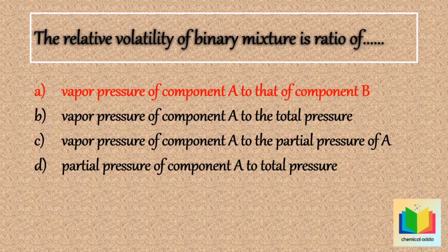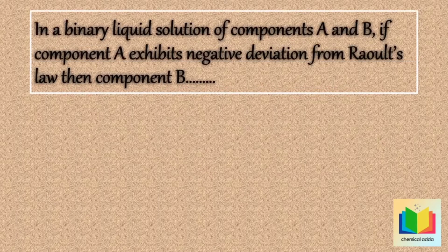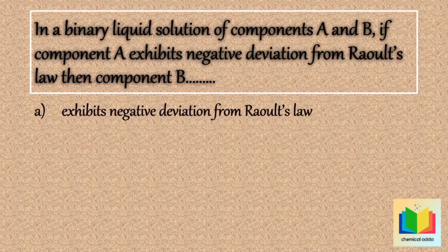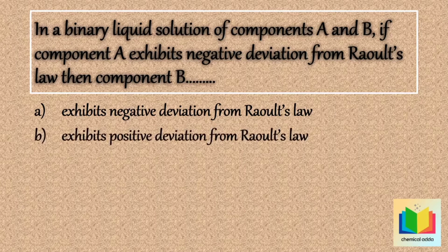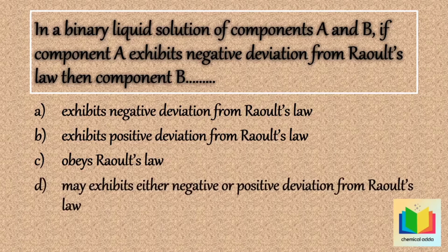Now, next question is, in a binary liquid solution of components A and B, if component A exhibits negative deviation from Raoult's law, then component B. Options are, option A exhibits negative deviation from Raoult's law. Option B exhibits positive deviation from Raoult's law. Option C obeys Raoult's law. Option D may exhibit either negative or positive deviation from Raoult's law. So answer is option A, exhibits negative deviation from Raoult's law.